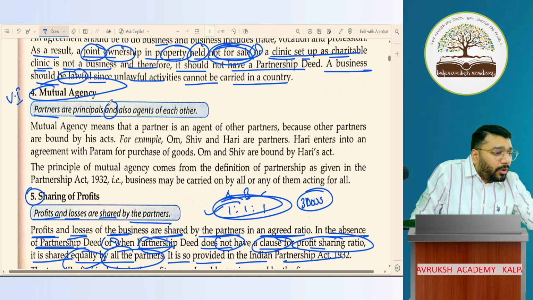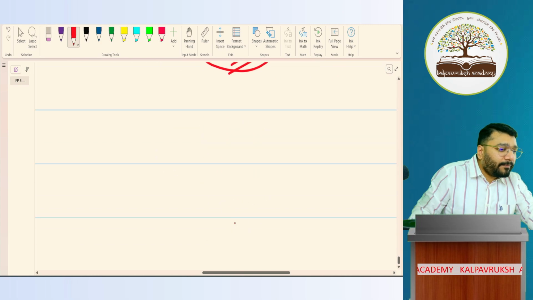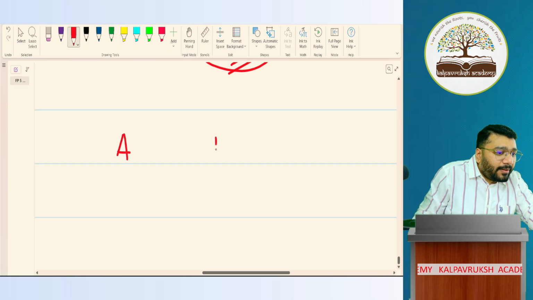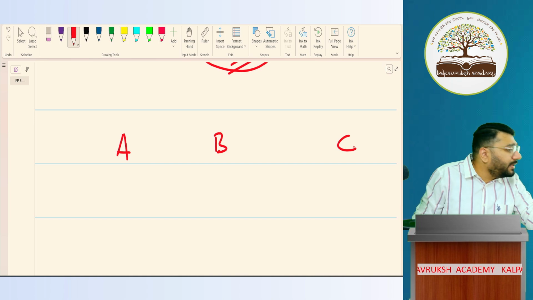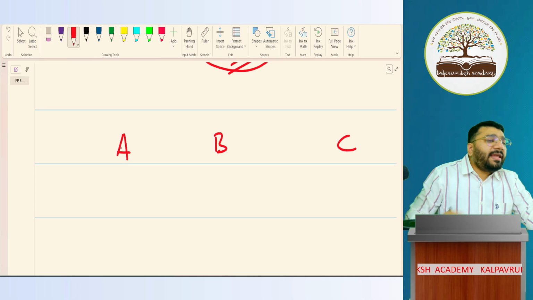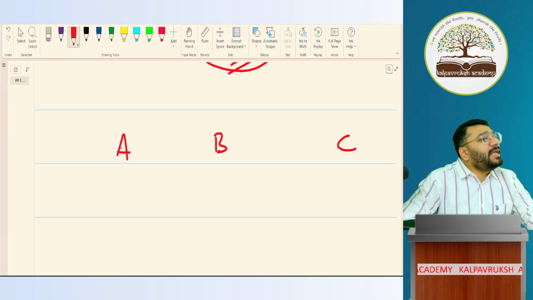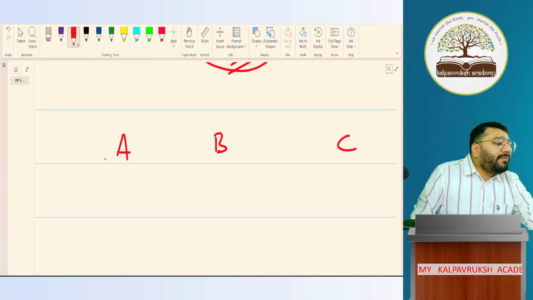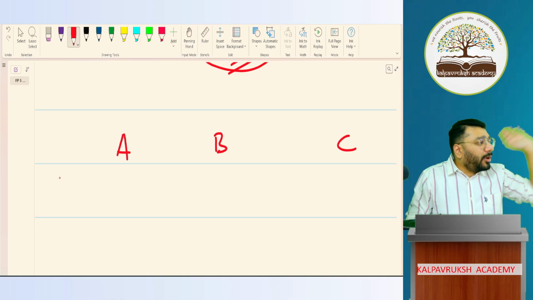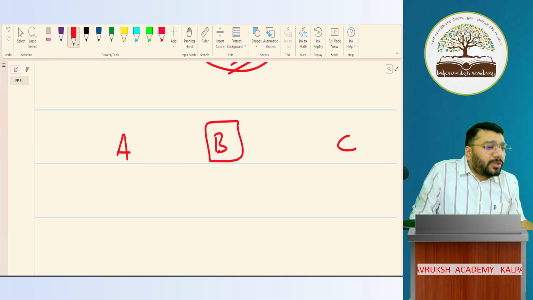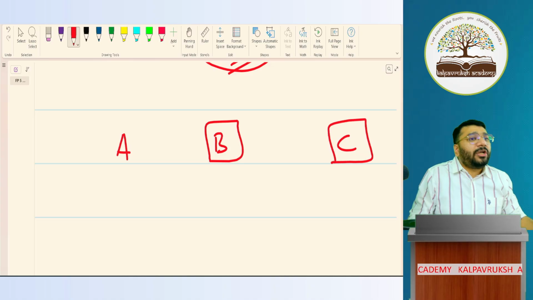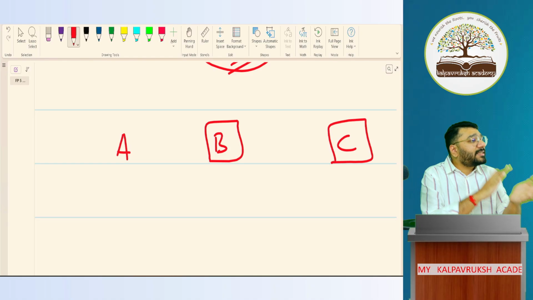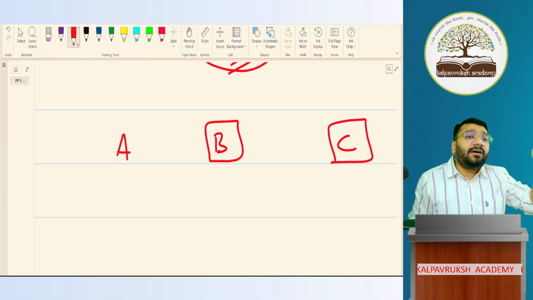Partners are principal and also agent of each other. Now, listen to me very carefully. A, B, C are 3 partners. Tell me one thing. When A, B, and C are operating a business, can I say each one will take one responsibility? A will take the responsibility of selling the product. B will be taking the responsibility of marketing or doing some other activity. C will take the responsibility of managing accounts, finances, this, that. So all of them will segregate their roles in the business.